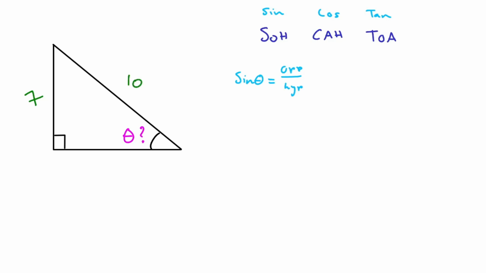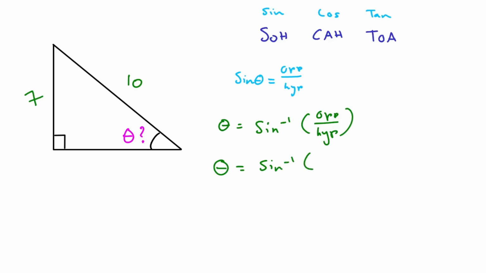Alright, how can we find our angle theta? I'm going to take the sine inverse to find an angle. So theta, we have to isolate for it, correct? That's where we take the sine inverse. So theta is equal to sine inverse of opposite over hypotenuse. Now, to actually find theta, let's plug in a number. Theta is equal to sine inverse of the opposite, which is 7, over the hypotenuse, which is 10.